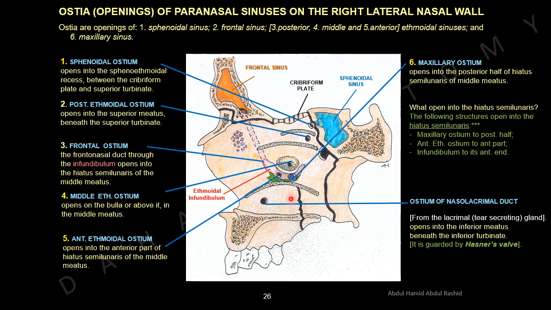And finally, in the inferior meatus, we have an opening, but it is not from a sinus. It comes from the nasolacrimal duct, the opening of the nasolacrimal duct at your inferior meatus. It is located about at the junction between the anterior 1/3 and posterior 2/3.